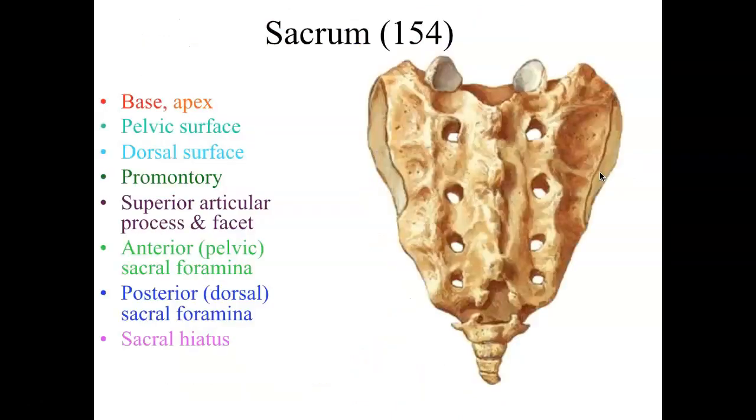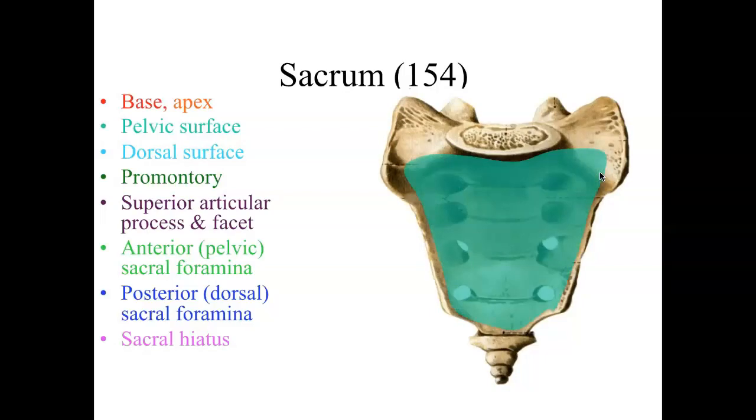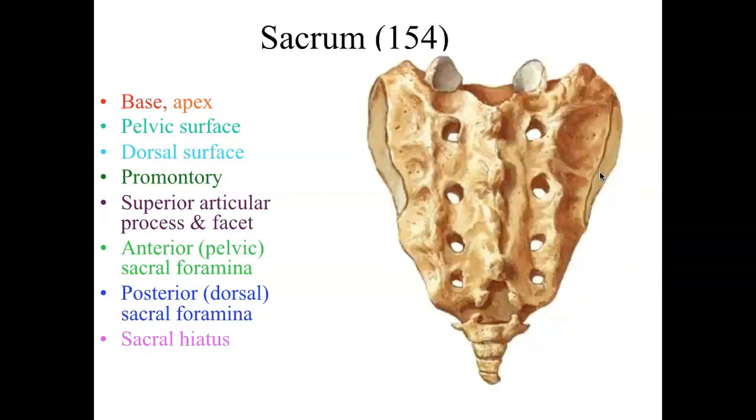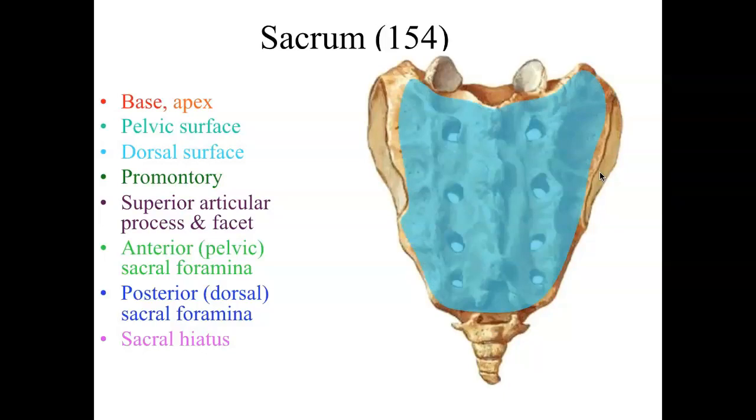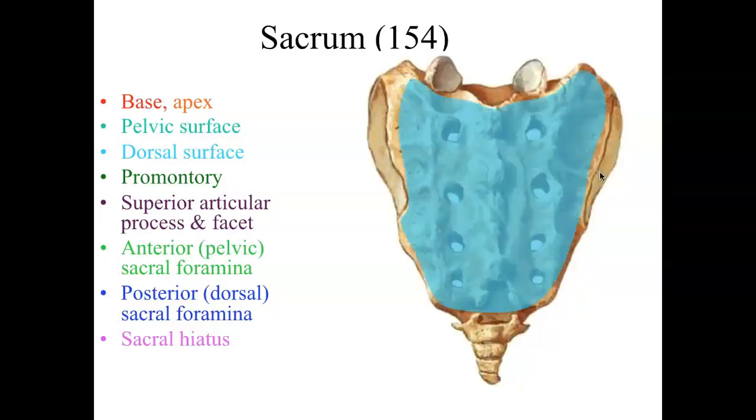That brings us to our sacrum, and we have a base and apex. Now base is always going to be the most broad portion of a bone, and an apex will always be the most pointed portion. So there's our base, there's our apex. And we have two different surfaces. We have that smoothed out portion of our sacrum. This is going to be our pelvic surface, whereas the bumpy, roughened area, that's going to be our dorsal surface or the posterior surface. So pelvic surface, this is anterior, dorsal surface is posterior.